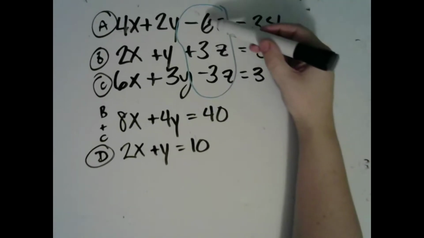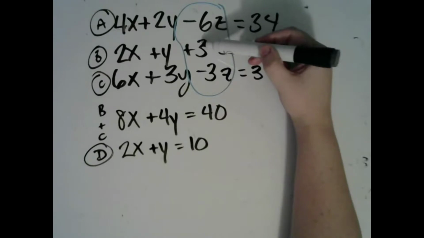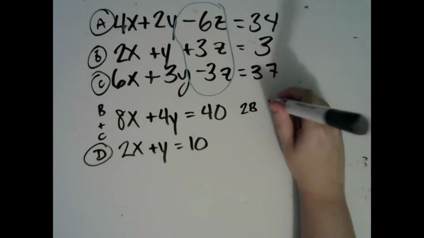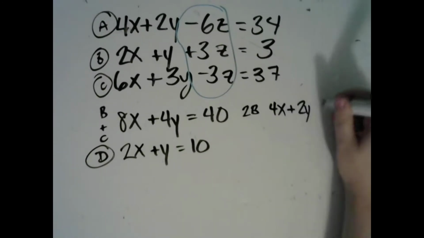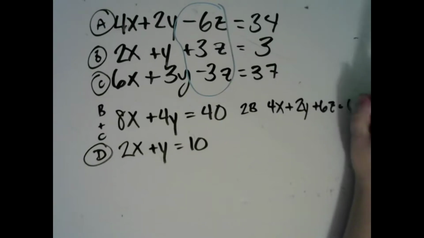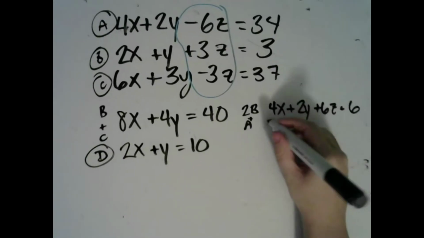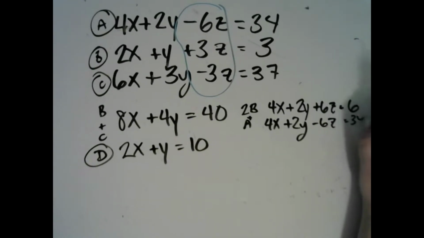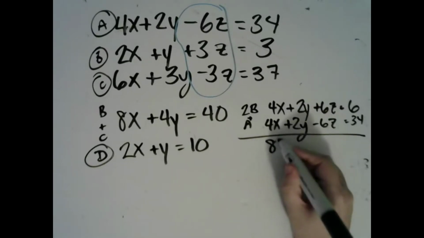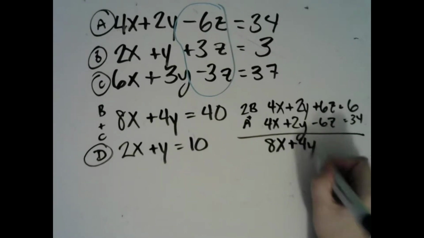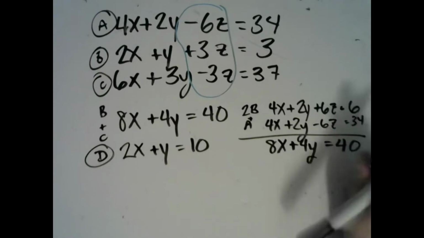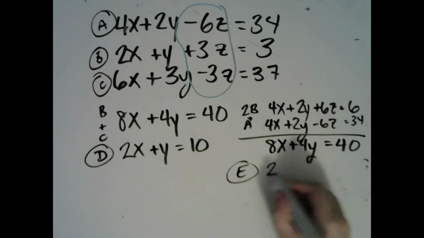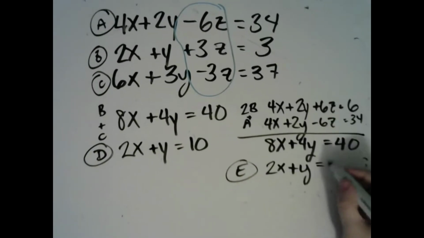I'd also like to combine equation A with equation B, but I'm going to need to do 2 times equation B. So 2 times equation B is 4x plus 2y plus 6z equals 6. Equation A is 4x plus 2y minus 6z equals 34. When I add these together, I get 8x plus 4y equals 40. These are all divisible by 4, so my equation E is 2x plus y equals 10.